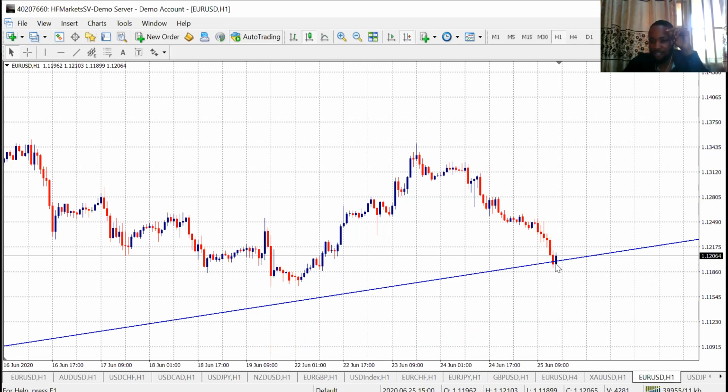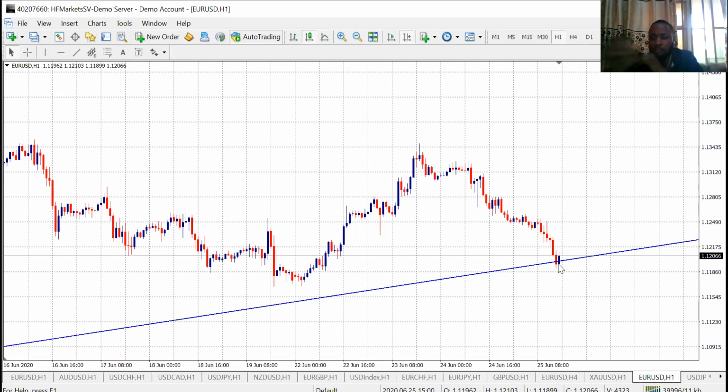But we have to wait. We have to wait for more confirmation to know if this trend line is still valid. But for me, the trend line is still valid at this particular time. I have to wait for price action to form before I can say this trend line is still valid or is about to be broken. So that's the power of trend line.